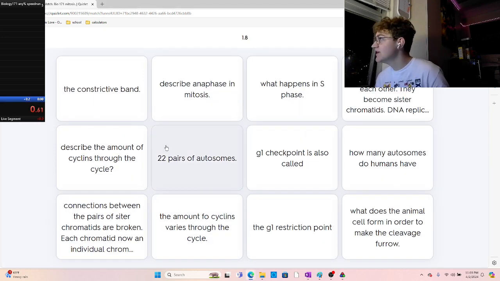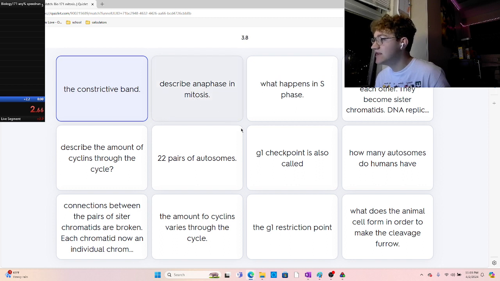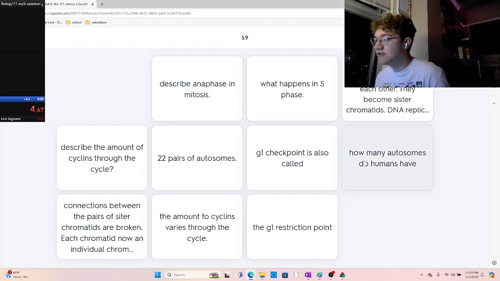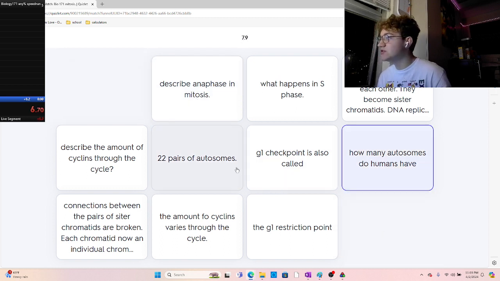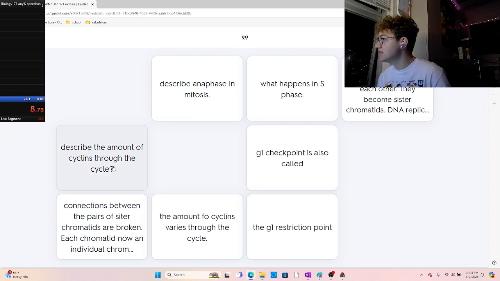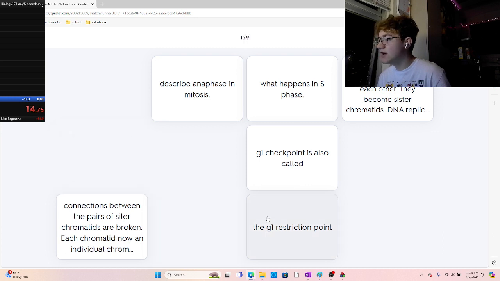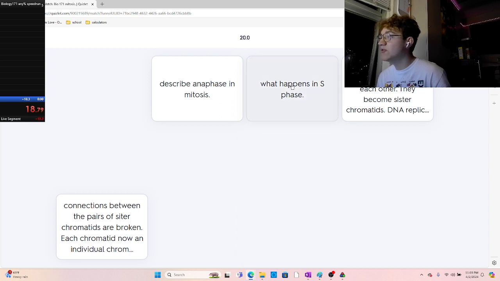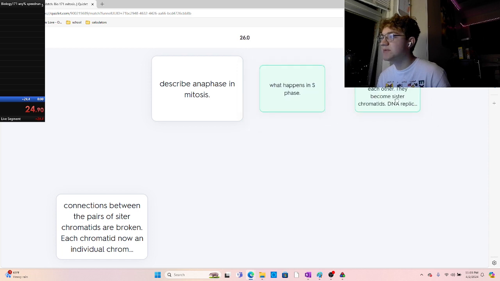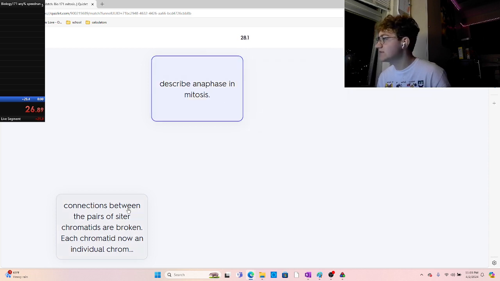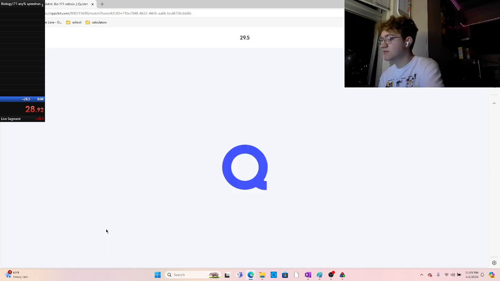Let's begin. The constrictive band, that's what creates the cleavage furrow. How many autosomes do humans have? 22. Describe the amount of cyclins for the cycle. They vary. The G1 restriction point, that is the G1 checkpoint. What happens in S phase? Two chromosomes join to each other, they become sister chromatids. Yep. Describe anaphase. Anaphase, they pull apart.